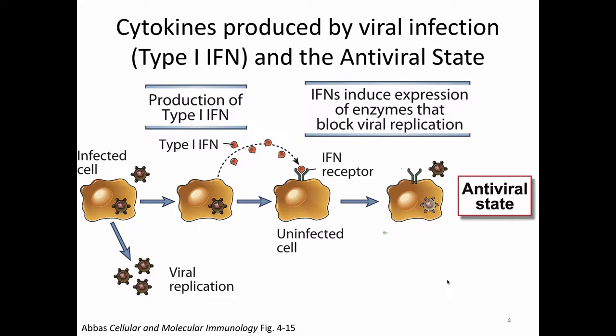I show this version of the figure for a very important reason. There's one thing that I think is really important about this version of the antiviral state figure. What you see is that we have a cell here who is infected. Cell gets infected with one viral particle. It makes many viral particles that could go out and infect other cells. And this infected cell also makes our cytokine, the type 1 interferon.